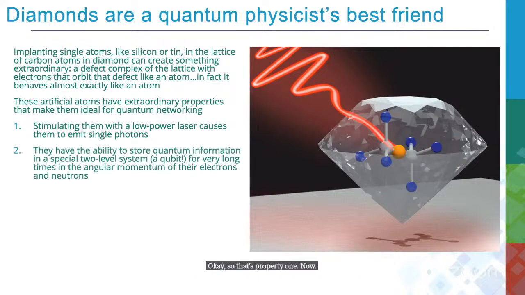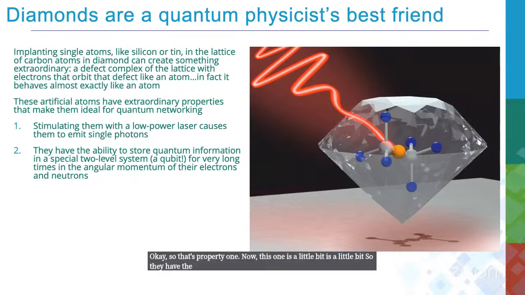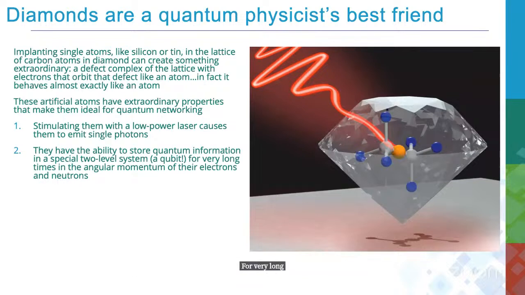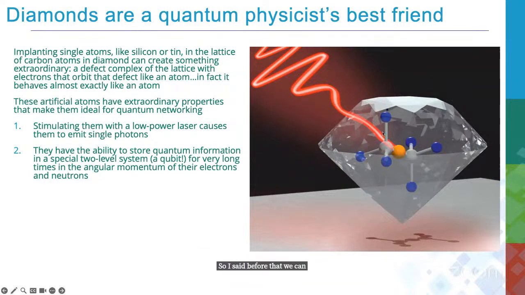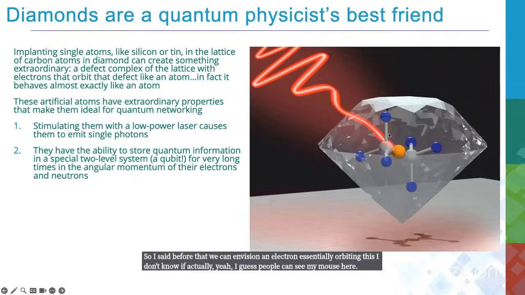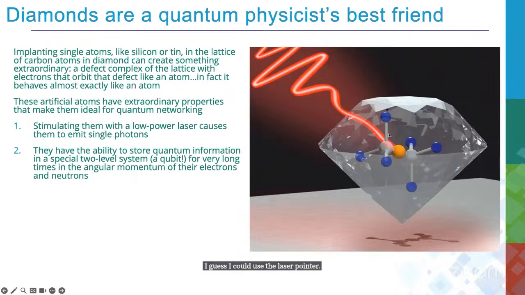Now this one is a little bit deeper. They have the ability to store quantum information in special 2-level systems, which we call qubits, for very long times. And the particular mechanism for that storage and the creation of that qubit is actually in a special kind of angular momentum of the electrons and neutrons. So I said before that we can envision an electron essentially orbiting this. I guess I could use the laser pointer. Here. So you can imagine the electrons essentially orbiting this defect complex, right? That's called orbital angular momentum.